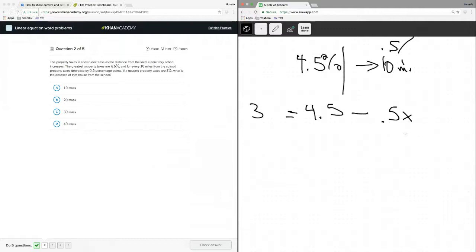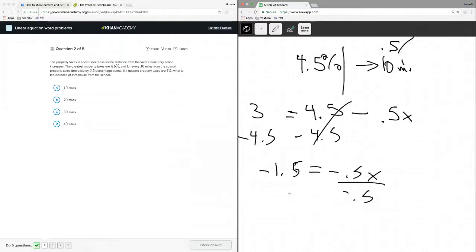In order for it to be 3%, we have to solve for x. So let's subtract 4.5 minus 4.5. This goes away. Now we've got negative 1.5 equals negative 0.5x. Then we divide both sides by negative 0.5, and we get x equals 3.